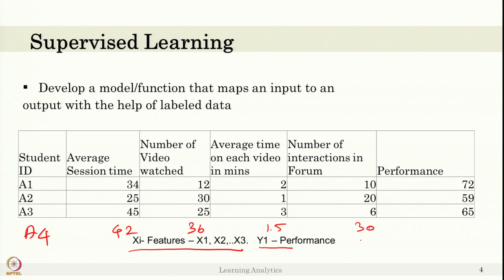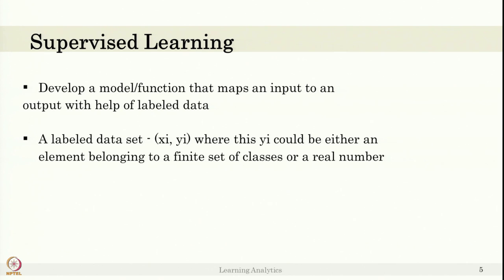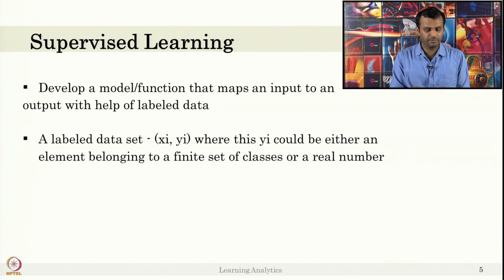Now let's understand what xi, yi mean. So a labeled data set, that is xi, yi, where this yi could be either an element belonging to a finite set of classes or a real number. So the xi that we saw in the previous slide are the four features we collected from the MOOC data interactions. Yi over there is performance or student score. The yi can be pass or fail, or the real number as we saw in the last example.